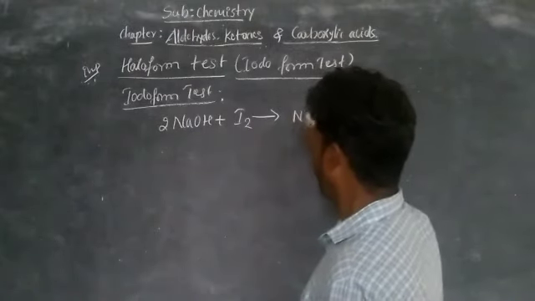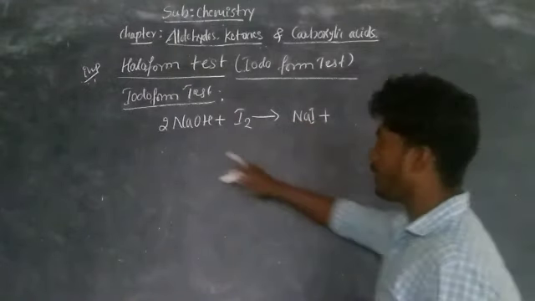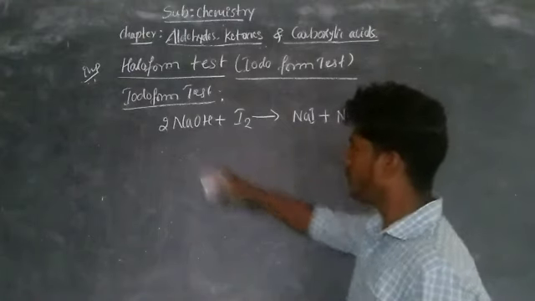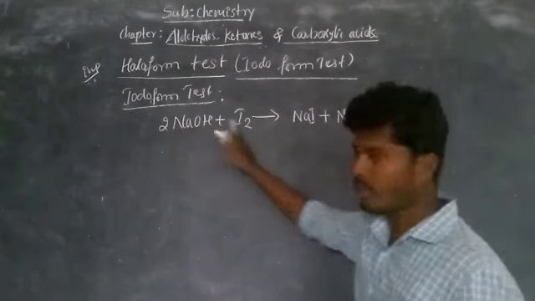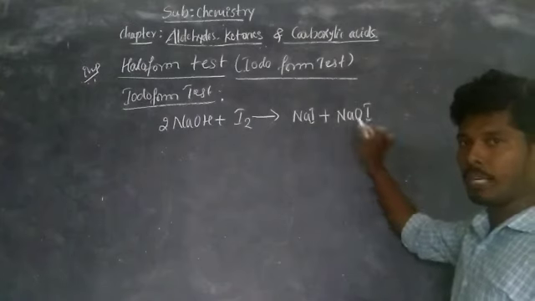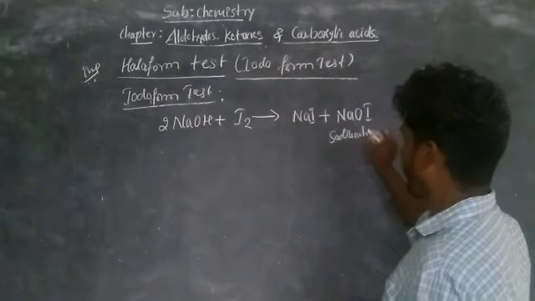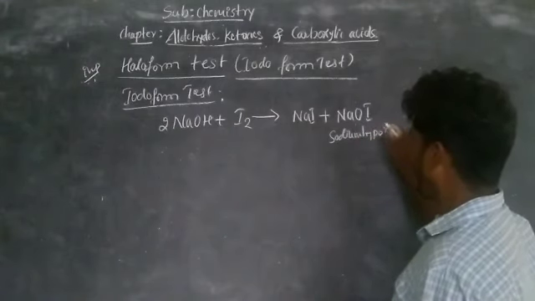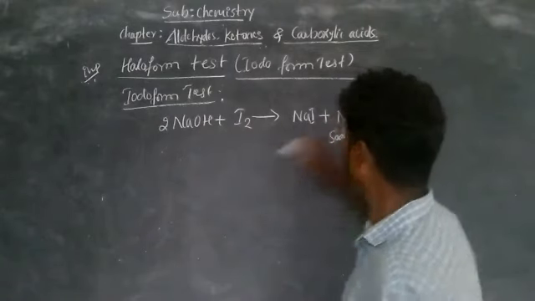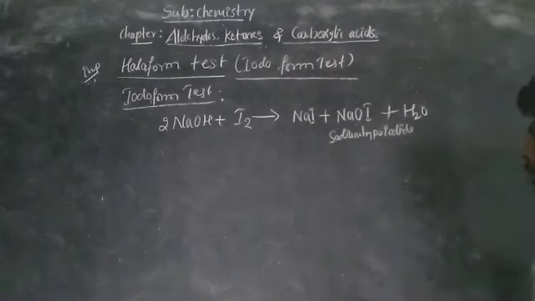2 NaI, sodium iodide. Sodium and iodine become sodium iodide. Then one more molecule of sodium, and oxygen and hydrogen, with iodine. That is sodium hypoiodide. Halide means iodide. Plus 2 hydrogens and 1 oxygen becomes water. Like that we are preparing sodium hypoiodide.